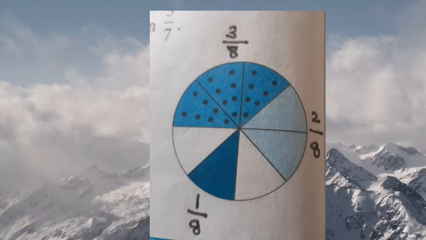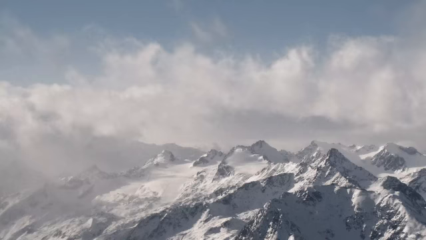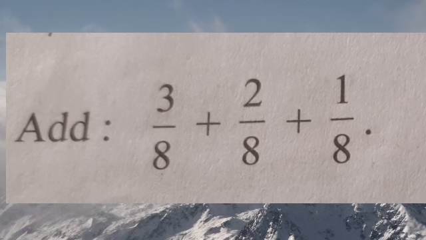Now we have to find the total colored part shown in the figure by fraction. It means that we have to add all the colored parts, 3 by 8 plus 2 by 8 plus 1 by 8. Students, if you observe all the 3 fractions, you notice that they are like fractions. When we add like fractions, what do we do? We add the numerators of the fractions and write the denominator as it is.